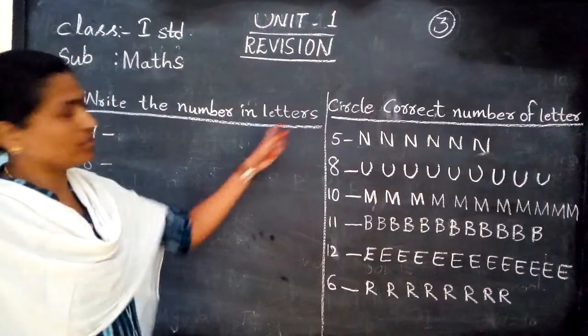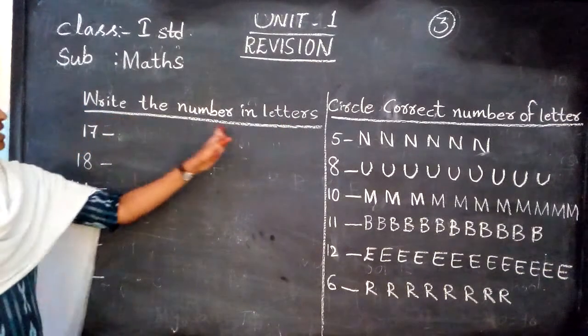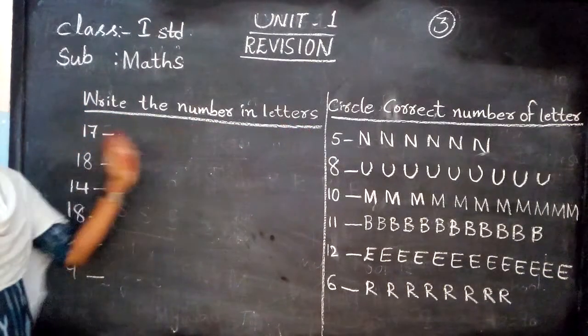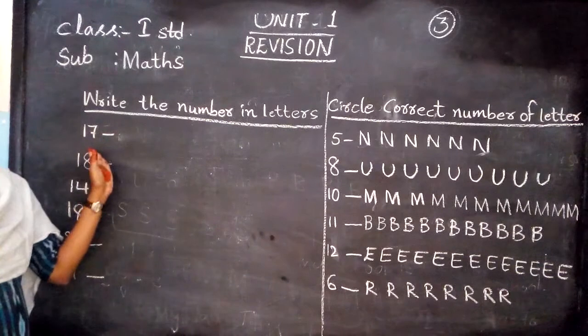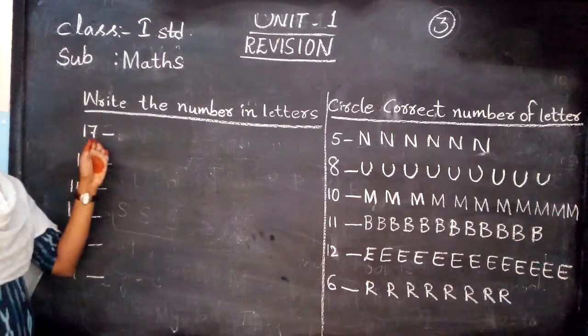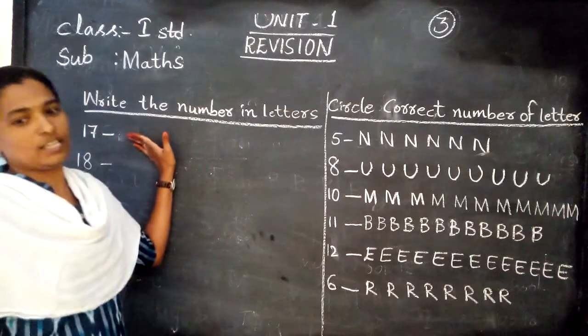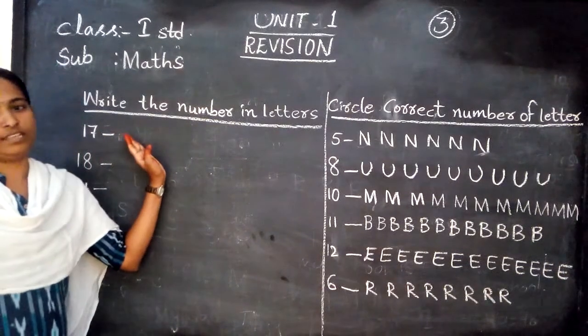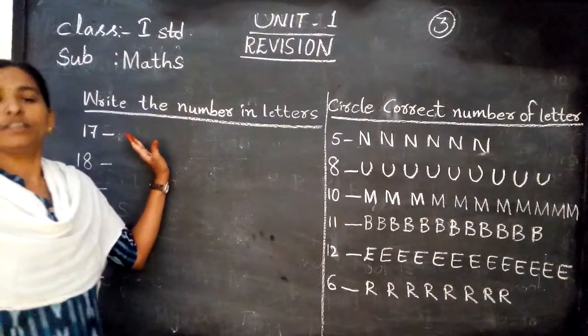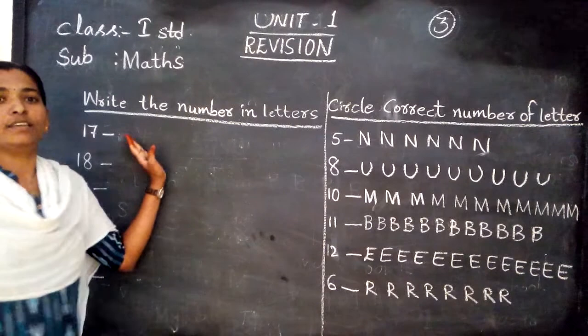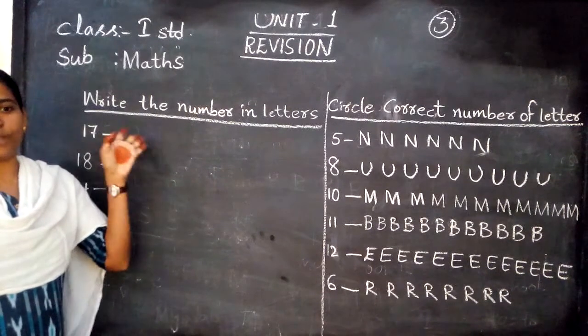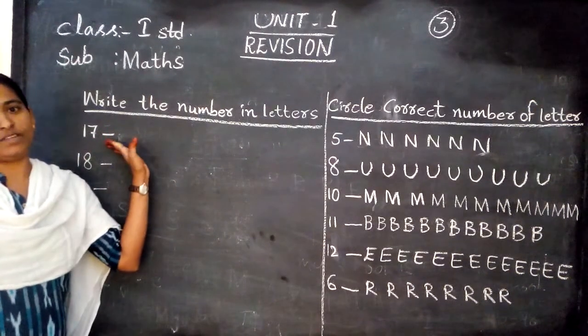Now let us go to another topic. Write the number in letters. Letters means number names; you have to write the name for this number. What is this number? 17. Tell me the spelling of 17, children. From UKG onwards you are learning the spellings, number names from 1 to 20. Maybe you are perfect. Now tell the spelling of 17.